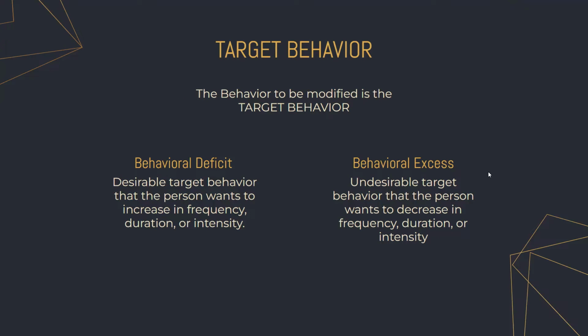What is target behavior? Well, target behavior is the behavior that we want to modify as observers. There is a behavior deficit, in which it is a desirable behavior, and we want to increase the behavior. And then a behavior excess, on the other hand, is an undesirable trait that we want to decrease.